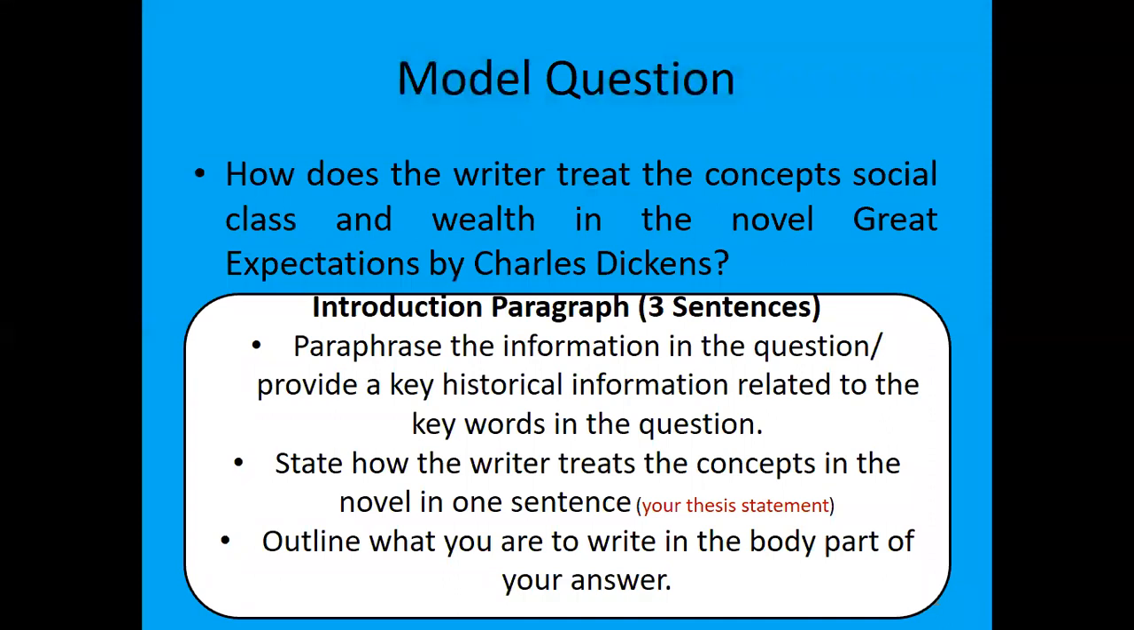Model question: How does the writer treat the concepts of social class and wealth in the novel Great Expectations by Charles Dickens? You can have 3 sections. First, introduction, second, body, and third, conclusion. In the introduction part, you can have 3 sentences. The first sentence: paraphrase the information in the question or provide key historical information related to the keywords in the question. Second sentence: state how the writer treats the concept in the novel in 1 sentence, your thesis statement. Third sentence in the introduction paragraph: outline what you are going to write in the body part of your answer.